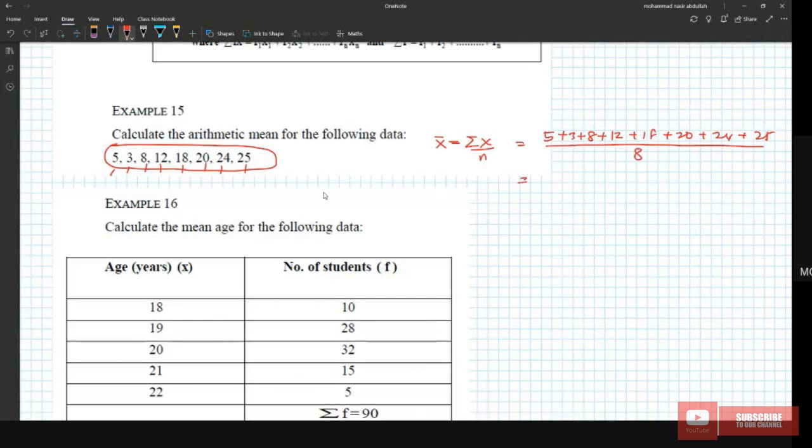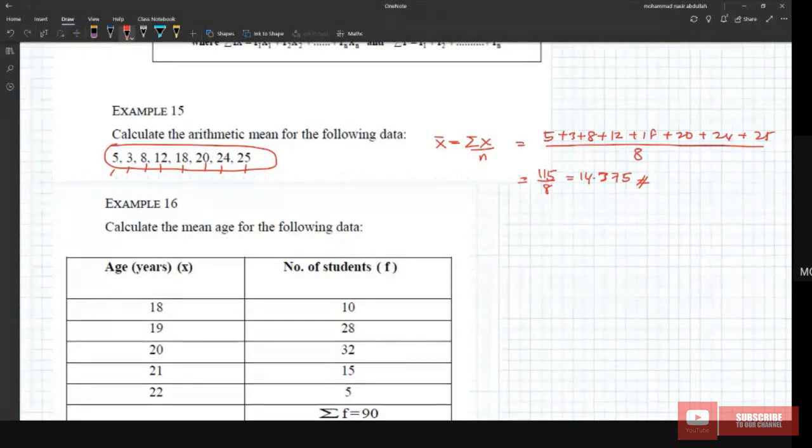The total value is 5 plus 3 plus 8 plus 12 plus 18 plus 20 plus 24 plus 25, which is equal to 115. Divided by 8, it should be equal to 14.375. So this is how we calculate mean for ungrouped data, right? Are you clear with this one? You can put into the chat room if you are clear, right? Good.